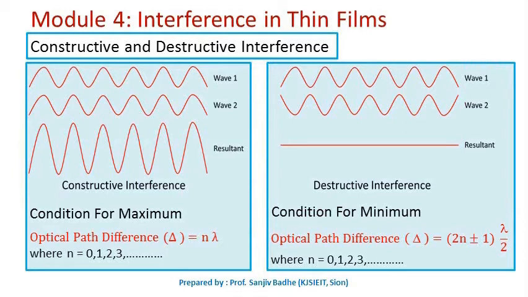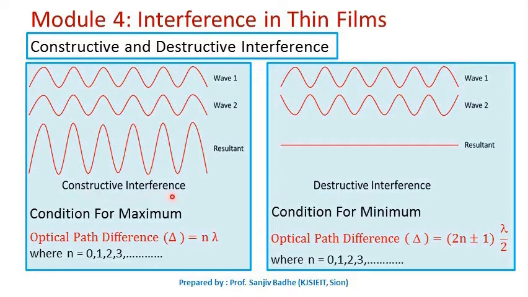Now what causes this bright region and dark region? To understand that, let us consider two waves which are monochromatic and interfering with each other. If these two waves meet exactly in phase, that is trough falls on trough and crest falls on crest, then the reinforcement effect occurs and the amplitude of the resultant increases.